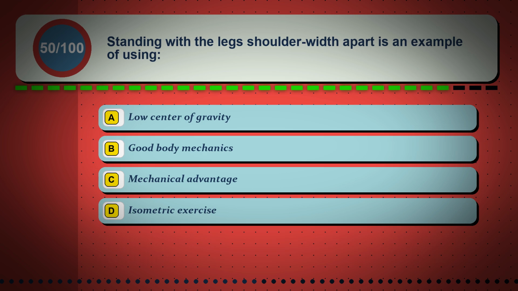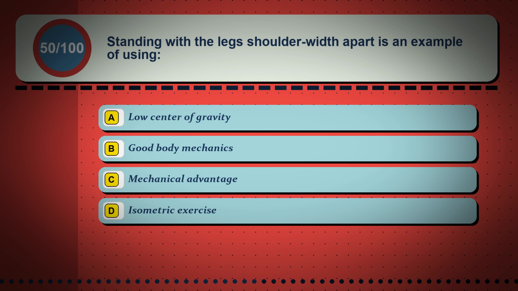Question 50. Standing with the legs shoulder width apart is an example of using: Option A, low center of gravity. Option B, good body mechanics. Option C, mechanical advantage. Option D, isometric exercise.